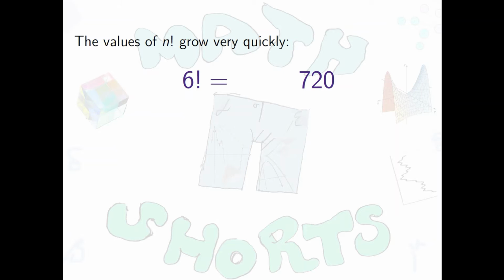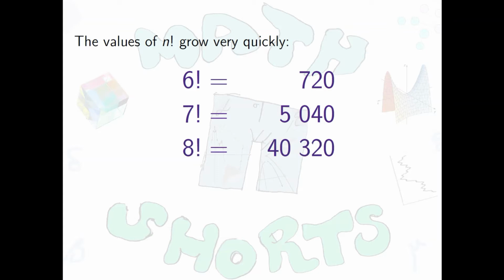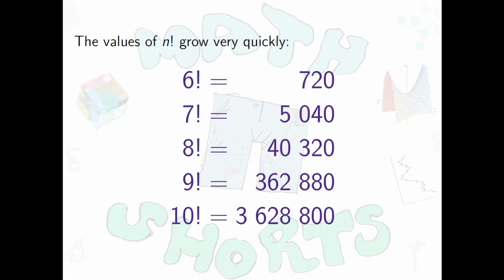6 factorial turns out to be 720. 7 factorial turns out to be 5,040. 8 factorial is 40,320. 9 factorial is 362,880. And 10 factorial is 3,628,800. What that means is if you had 9 friends and you wanted to line the 10 of you up to take pictures, there's over 3 million different ways that you could line yourselves up.